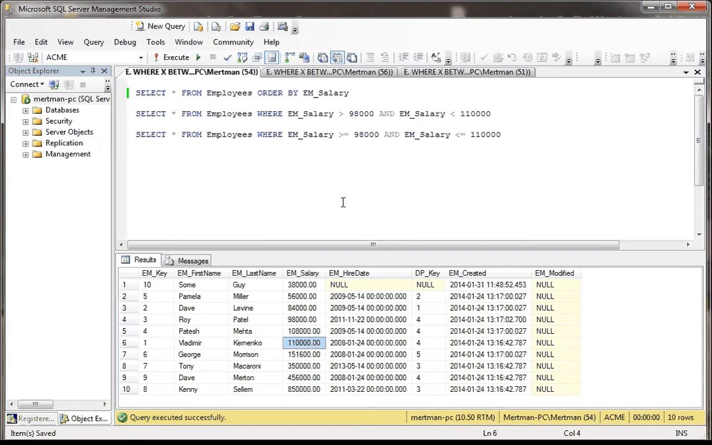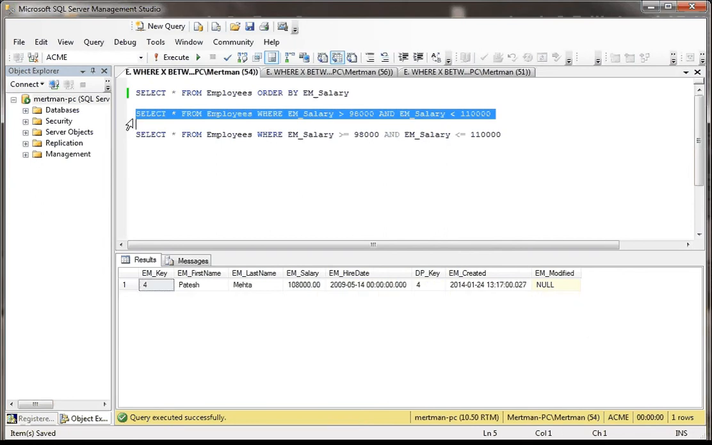But you notice this is just saying where the salary is greater than 98 and it's less than 110. So we're only probably going to get one record from that. Potash. And he's due for a raise, by the way. He's a really good guy.